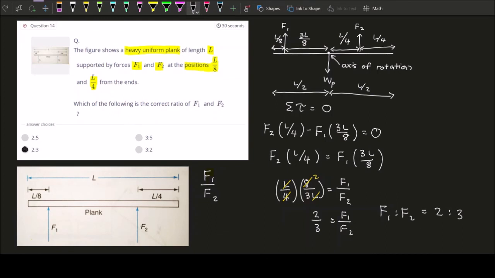Okay, it's more towards a calculation question actually. So that's all for question 14. Let's look at the next question.